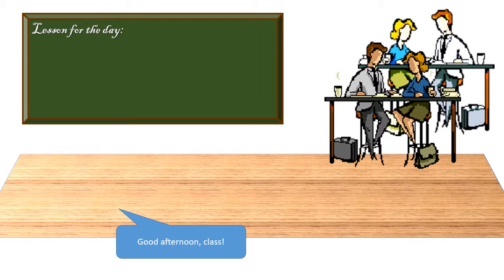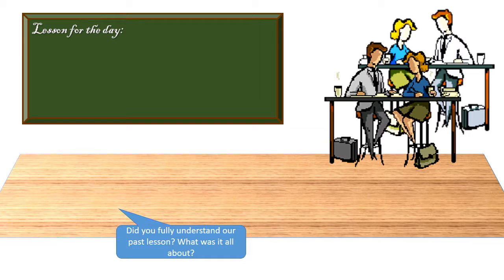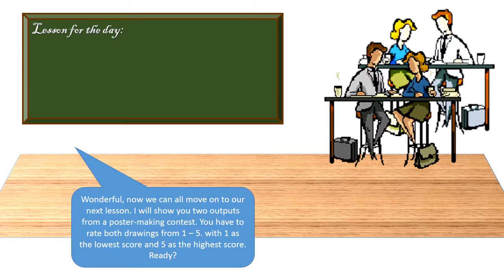Good afternoon, class. Good afternoon. Did you fully understand our past lesson? What was it all about? It was all about the holistic and analytic type of rubrics, ma'am. Wonderful. Now, we can all move on to our next lesson.